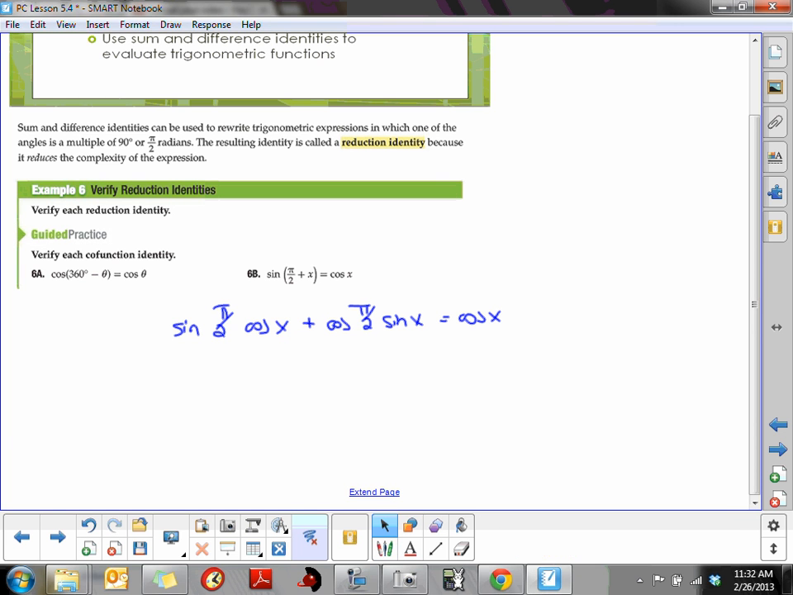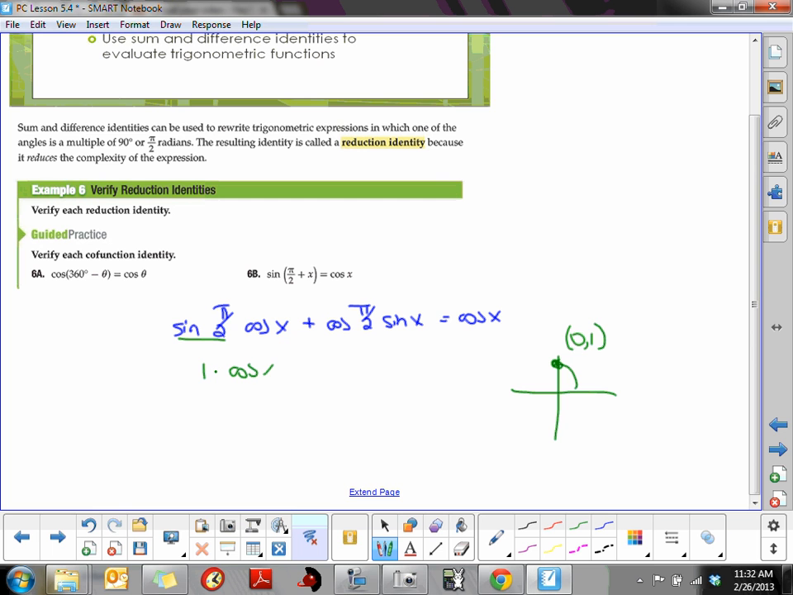Pi halves, we just got done looking at it, but I can do another diagram for reference. Pi halves is a 90-degree angle, which means we're parked here on the y-axis, which is (0, 1). So our cosines are 0 and our sines are 1. So sine of pi halves is 1, times the cosine of x. Plus the cosine of pi halves is 0, so you take 0 times sine of x. We want to prove it's the cosine of x. So it's really the cosine of x plus 0 equals the cosine of x, which means the cosine of x is equal to the cosine of x.